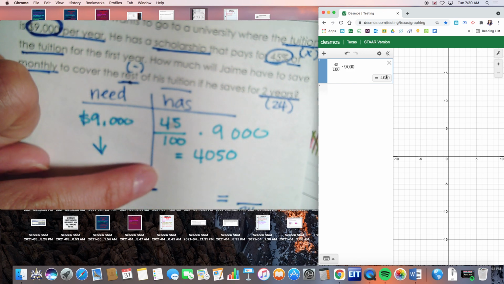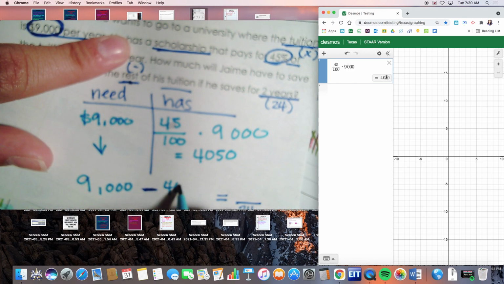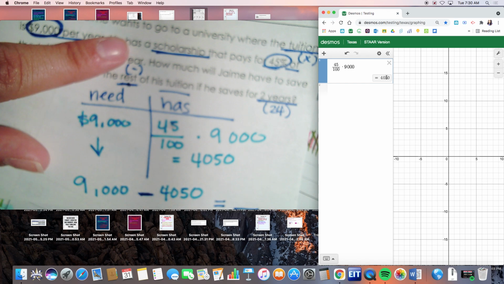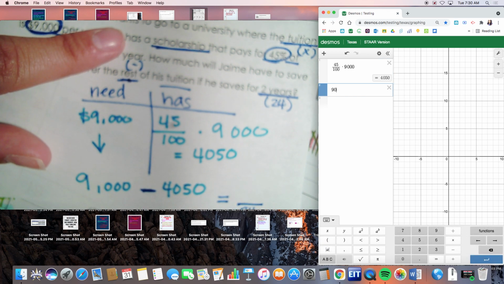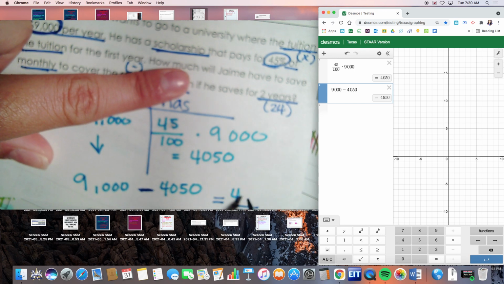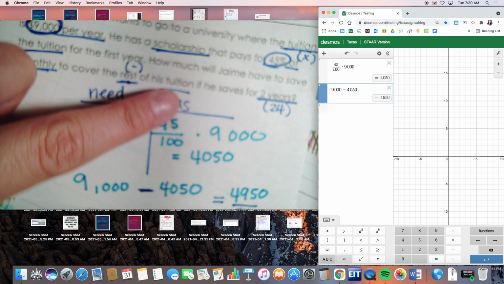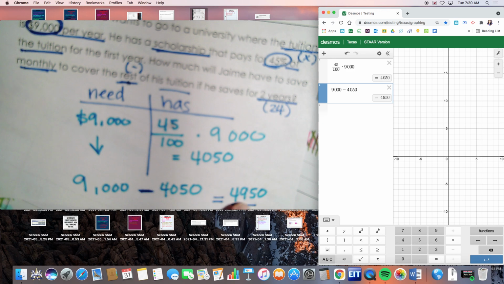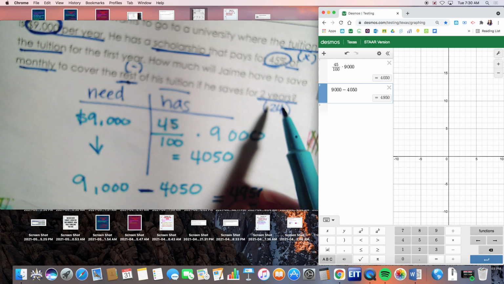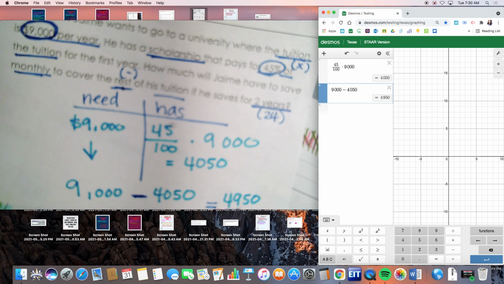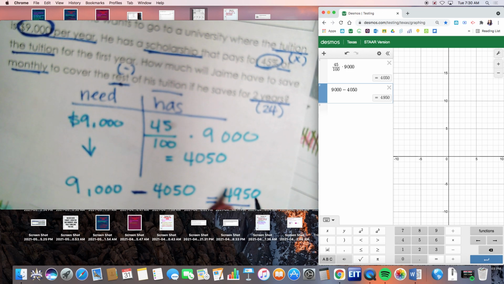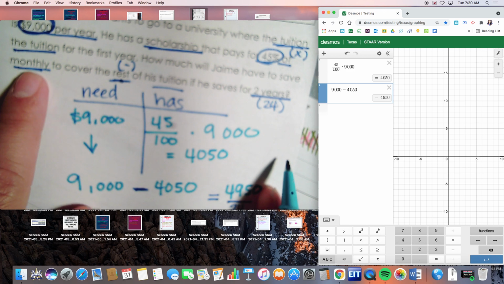Okay, so now I'm going to bring that down to subtract, and that's going to leave me with, so that's 9,000 minus 4,050, 4,950. And now, this is how much he still has to pay. But he's going to take 2 years before going to college to save for this amount, and we want to know how much he's going to save for each month.